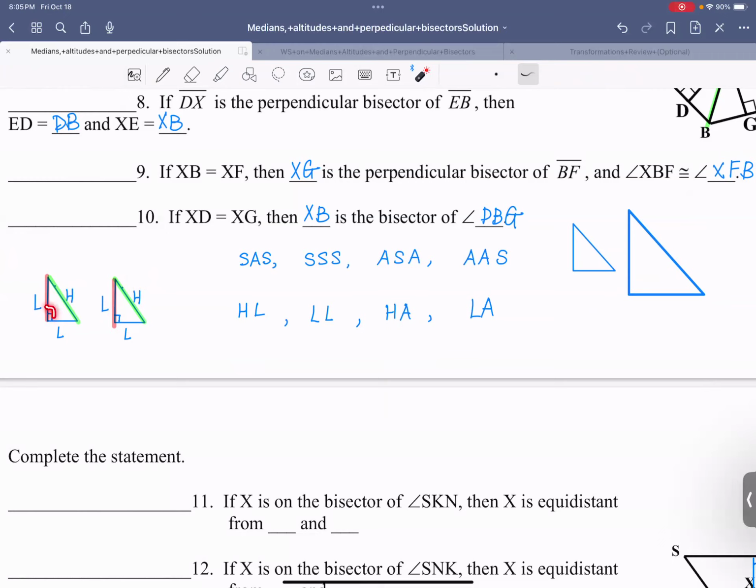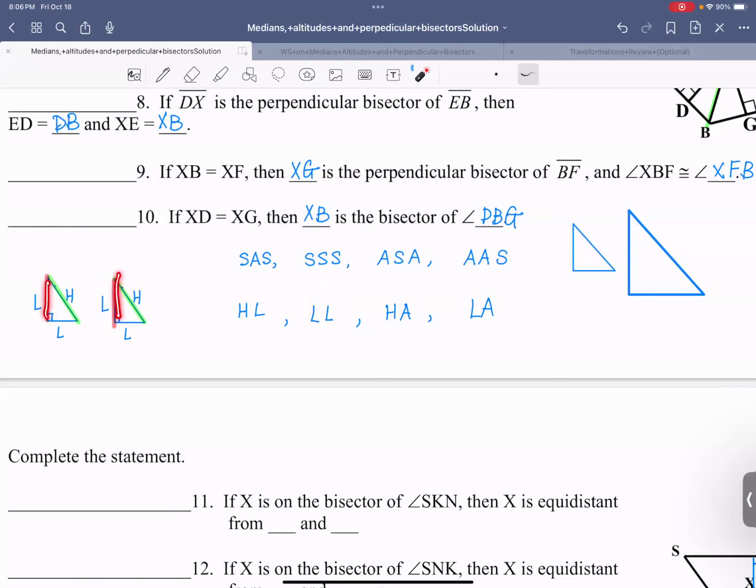Because first it will be a right triangle, so the Pythagorean theorem will automatically apply. If these two corresponding sides are equal and those two corresponding sides are equal, you do the Pythagorean theorem and you get these two sides congruent. Then you can have SSS. So that's why HL works. Same thing for LL. For LL, it's even simpler.